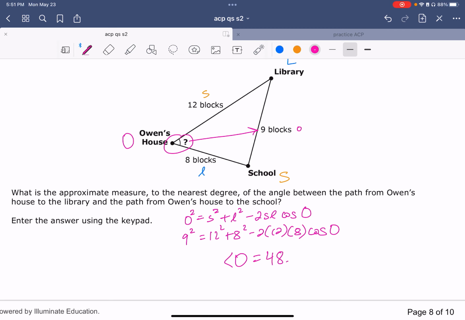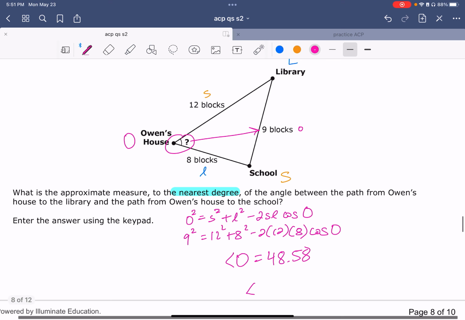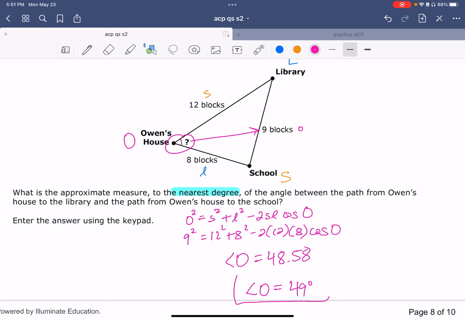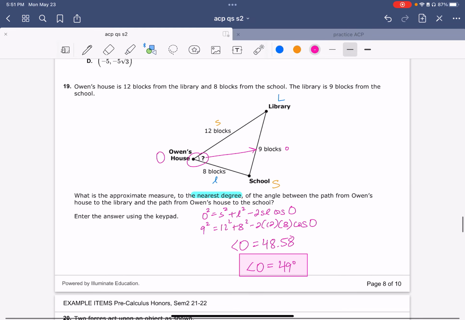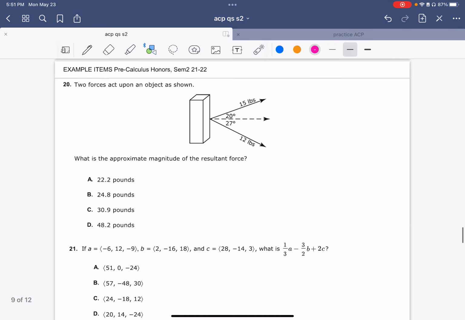But the question does say round to the nearest degree. So the nearest whole number, so angle O would be 49 degrees. Again, make sure you're looking at the rounding thing. You don't want to mess up because of that. And if it's the law of cosines where it's a lot of steps, just rely on NSolve. It'll save you a few minutes of time. Even if you know how to do it, it'll just save you time to do the ones that you don't know how to do that well or you need more time on. Okay? Moving on to number 20.